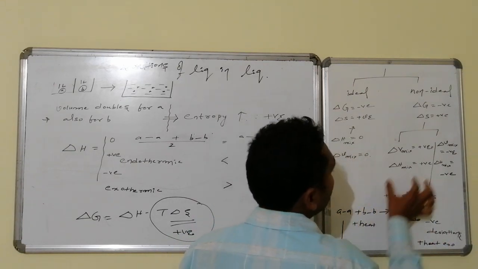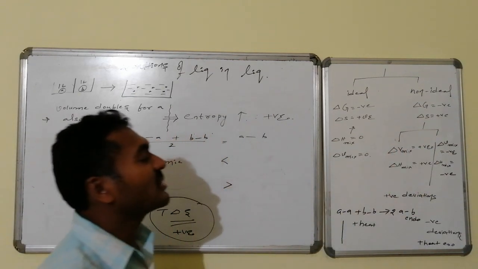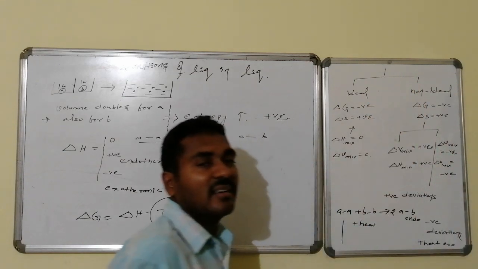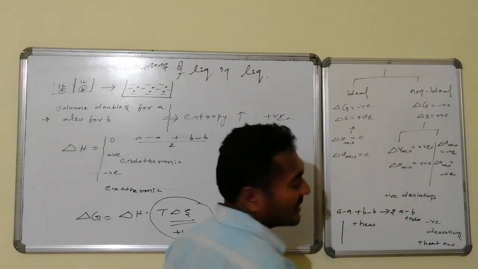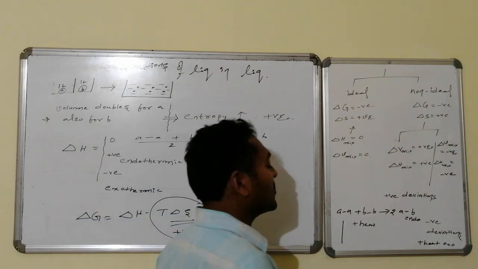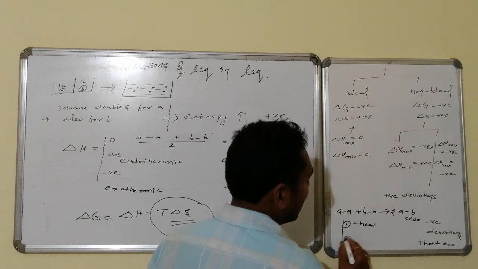Here delta H is positive, so delta V mix is positive, which implies delta H mix is also positive. Such kinds of solutions are said to be non-ideal, with deviations positive in nature, hence said to be positive deviation non-ideal solutions. This is case number 1 and this is case number 2.